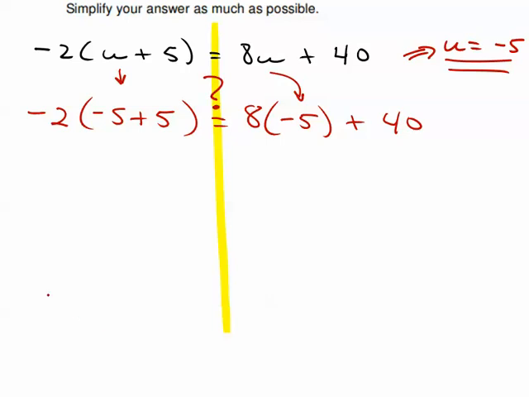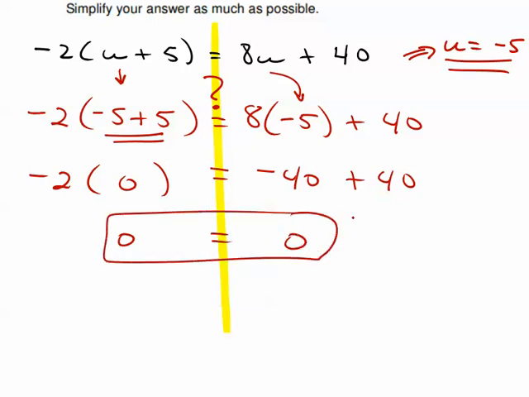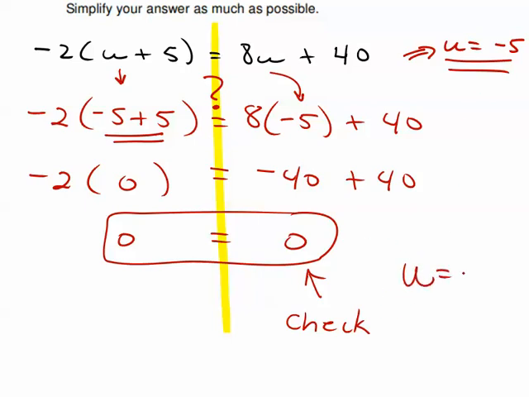Is this true? Well, on the left-hand side, we can simplify within the parentheses. We have negative 5 plus 5. Well, that's 0. And negative 2 times 0 is 0. On the right-hand side, we have 8 times negative 5. That's negative 40. And negative 40 plus 40 is also 0. Now be careful, your answer is not 0. 0 equals 0 is just called a check statement or a balance statement, and the purpose of it is to make sure the answer is correct. So our answer is u equals negative 5, and we know that's the correct answer because our check, or our balance statement, tells us that.